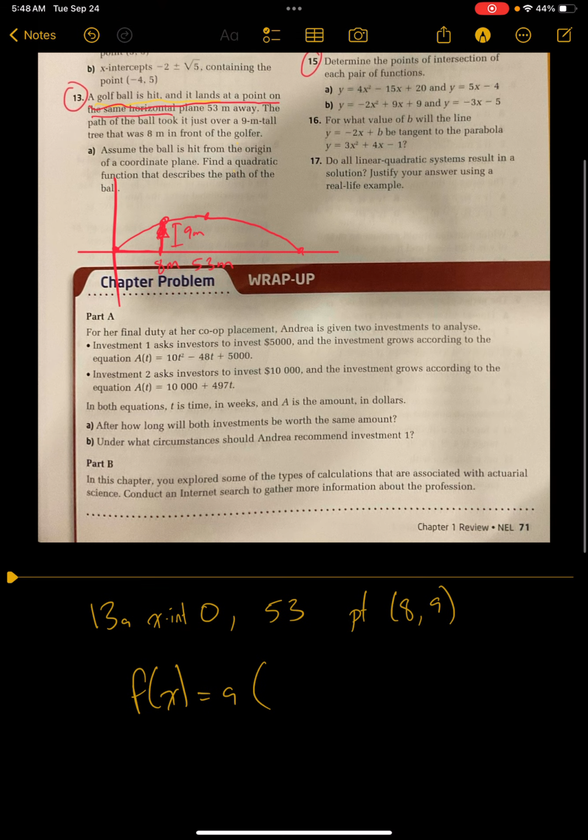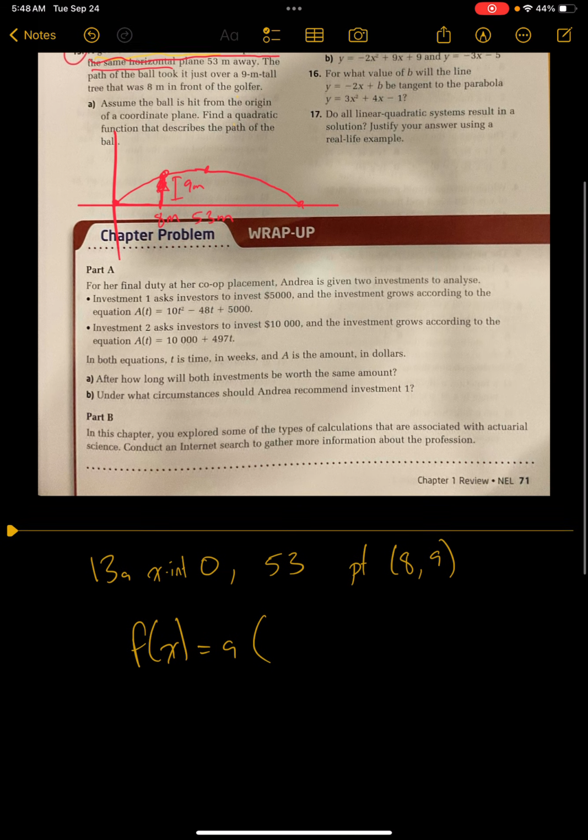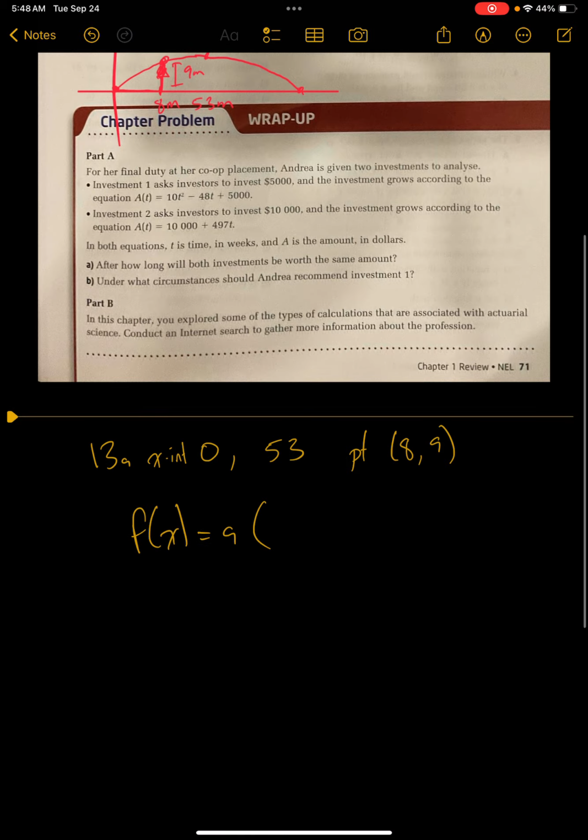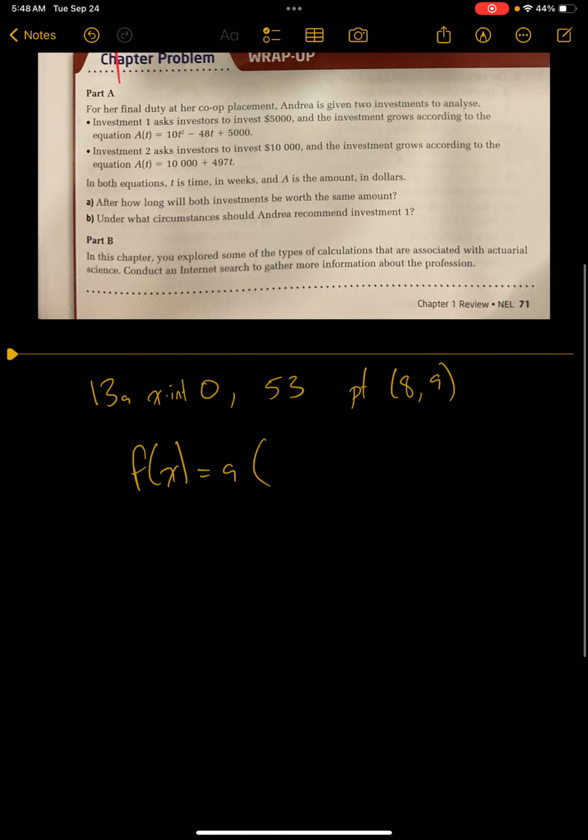What does it ask us? Find a quadratic function. Any quadratic function. It doesn't have to be in standard form. So what do you say? a times x minus 0, which is x, and x minus 53. Okay, that's going to be our general formula.